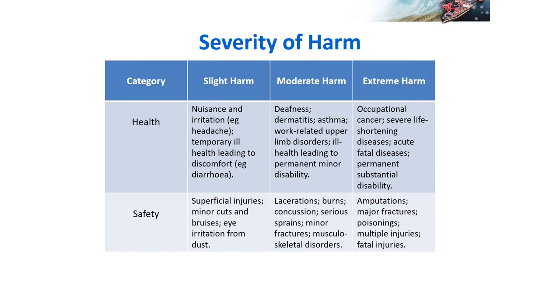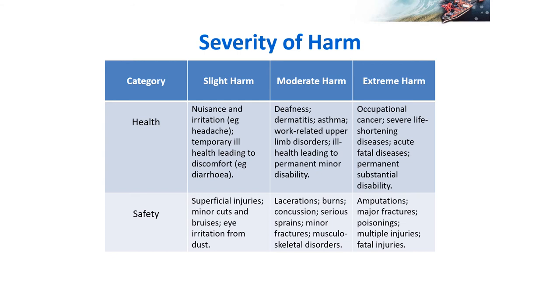Now, when we talk about severity of harm, this is how we can define it. We can define it under the categories of health and safety, and further establish the categories of slightly harmful, moderately harmful, or extremely harmful. You can see the examples that we have put up in slightly harmful when it comes to health, which is nuisance and irritation. For example, headaches. They are slightly harmful. Moderately harmful could be temporary deafness, asthma, dermatitis, or skin-related diseases. And extremely harmful could be occupational cancer, severe life-shortening diseases, or even permanent disability or death. So you can see the differences between slightly harmful, moderately harmful, and extremely harmful.